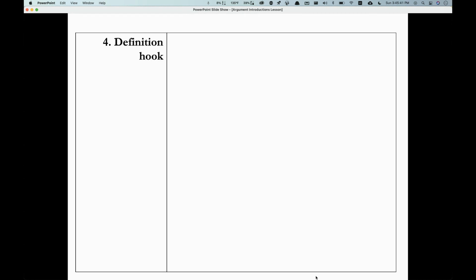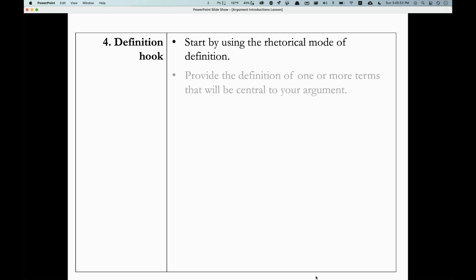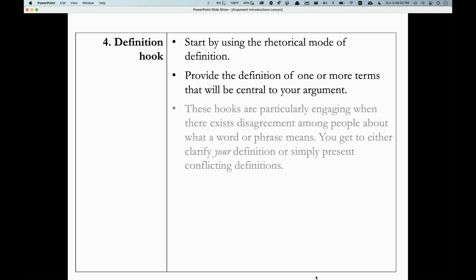All right. The fourth option is the definition hook. When you're doing a definition hook, you are essentially starting by using the rhetorical mode of definition. So you are providing the definitions of one or more terms that will be central to your argument or that are somehow relevant to the topic under consideration. These hooks are particularly engaging for readers when there exists some kind of disagreement among people, maybe experts in the field you're writing about, about what a word or phrase actually means or what things it can mean. You get to clarify your definition, or you get to present the conflicting definitions before you jump into the specifics of your argument.